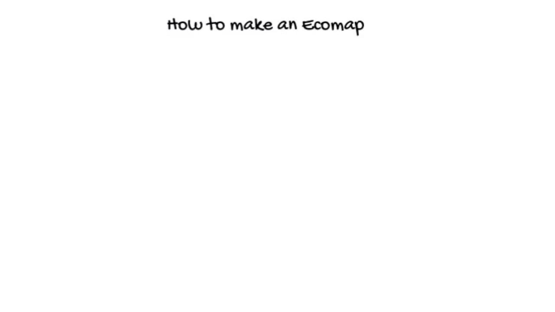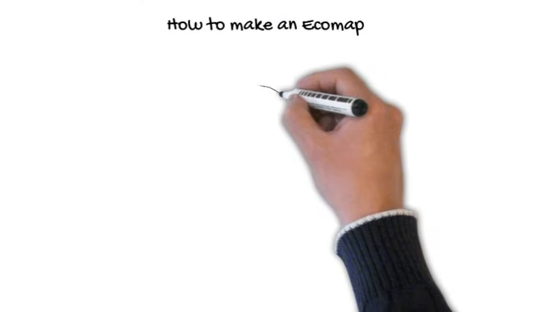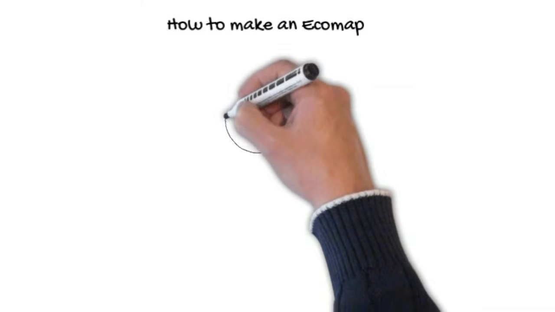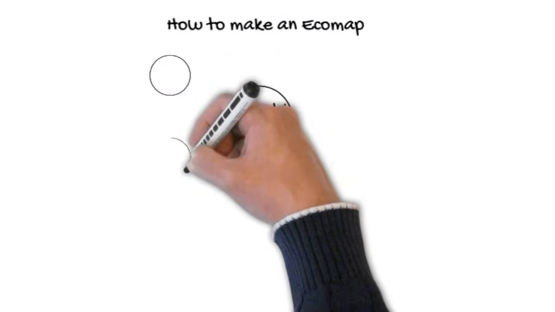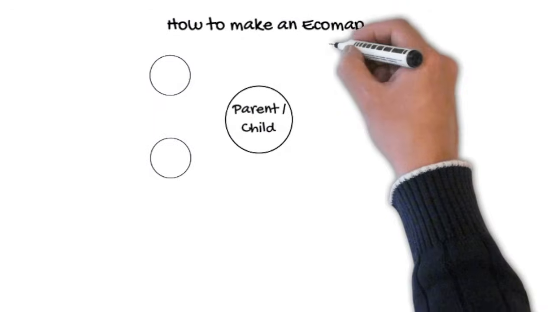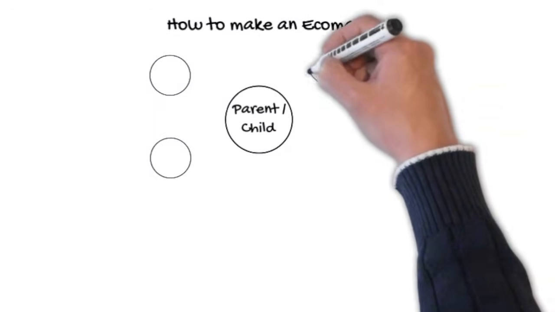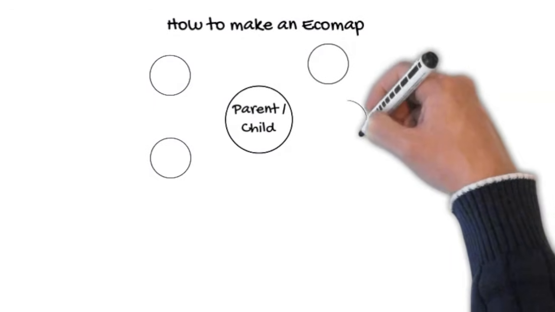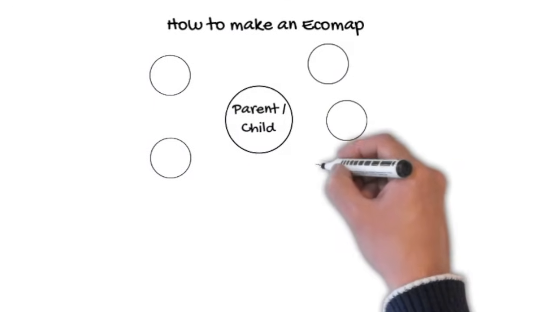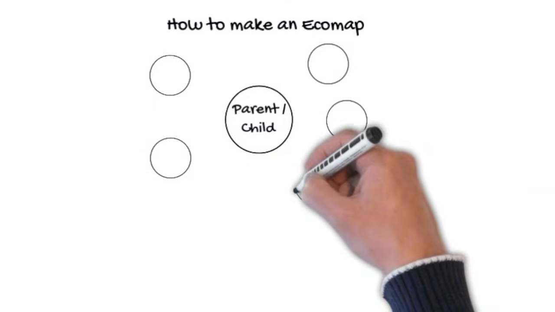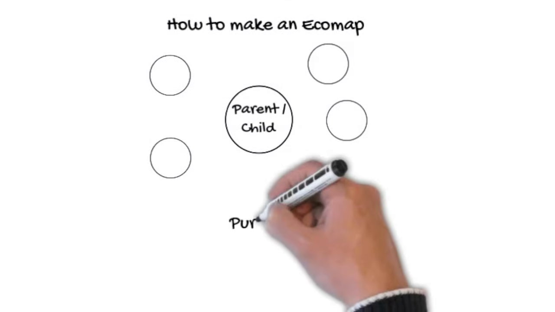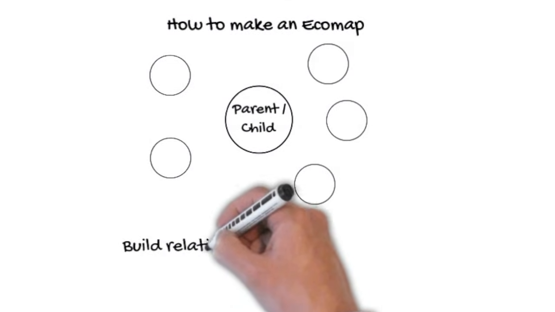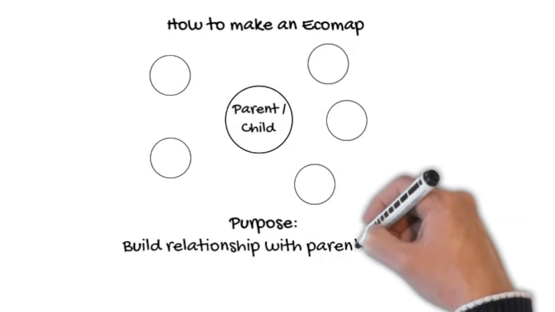In this video, we will explain how to make an ecomap. An ecomap is a diagram showing the social and personal relationships of an individual. As we make an ecomap, we put the parent or child in the center and visually display the key relationships they have. We talk with parents and children from a strength-based and person-centered perspective, forming a relationship in which we work together to empower the parent or child.